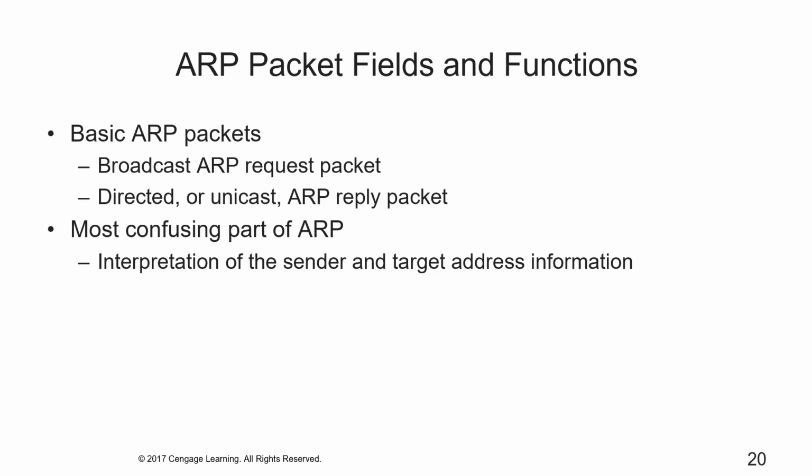So when we think of ARP packets, fields, and functions, basic ARP packets include the broadcast ARP request packet and the directed, or unicast, ARP reply packet. The most confusing part of ARP is the interpretation of the sender and target address information. Think of an ARP request as a message from the sending PC to the receiving PC saying, "This is your IP address. What's your MAC address?" Think of an ARP reply as a message from the receiving PC back to the sending PC saying, "I am the PC with this address, and my MAC address is this."